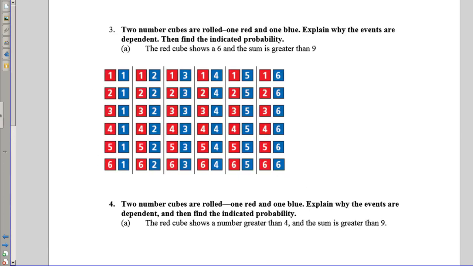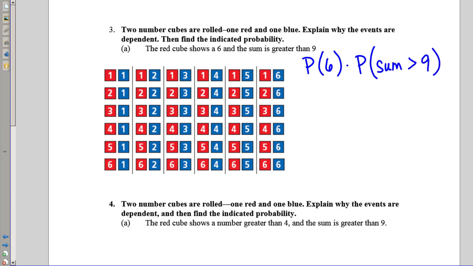So if we take a look at exercise 3, we have 2 number cubes, 1 red, 1 blue, and we're looking at the sample space for the outcomes when you roll two number cubes, okay? And we're considering the red cube showing a 6 and the sum is greater than 9, okay? So we're looking at two things. We're looking at the probability of getting a 6, and then we're going to be looking at the probability that the sum is greater than 9 given that a 6 has occurred.